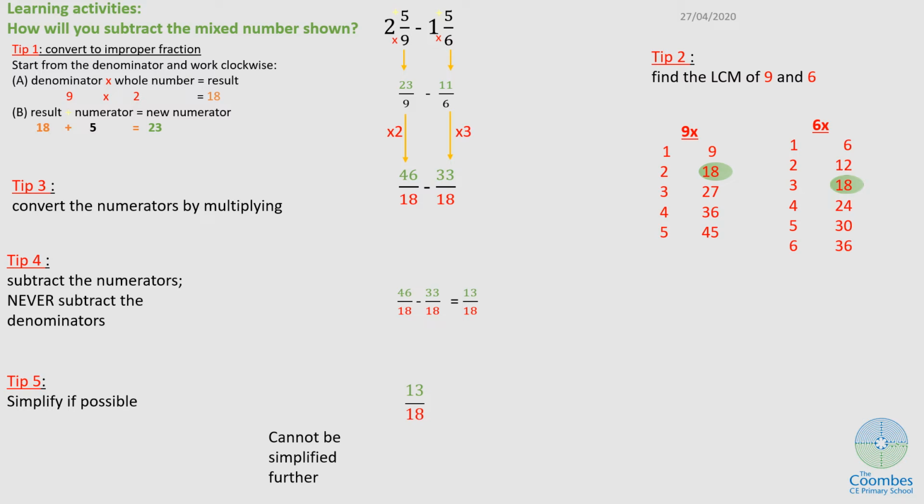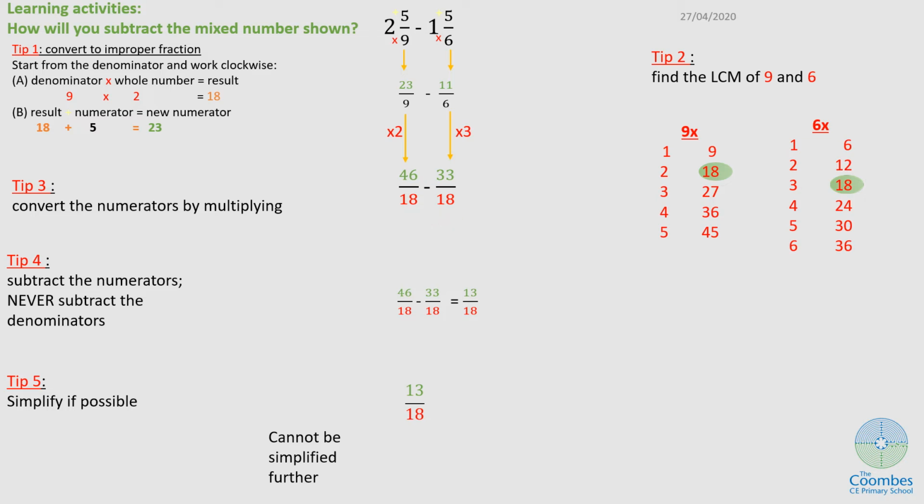Coming to the second fraction, I'll ask myself the same question. What did I multiply 6 by to get 18? And from my multiples, I see 6 times 3 is 18. So I also have to multiply the numerator 11 by 3 to get 33. Now my fractions have the same denominator.